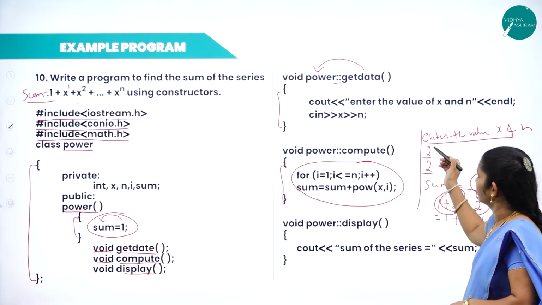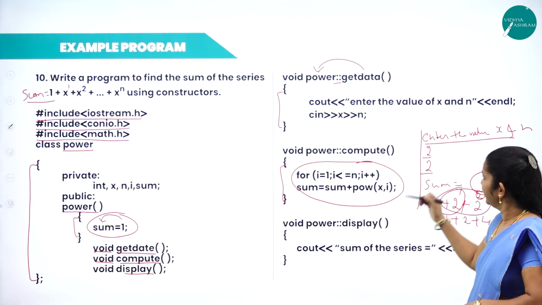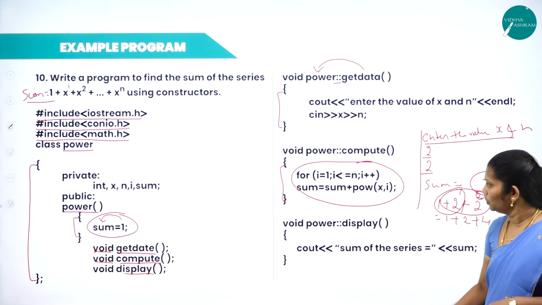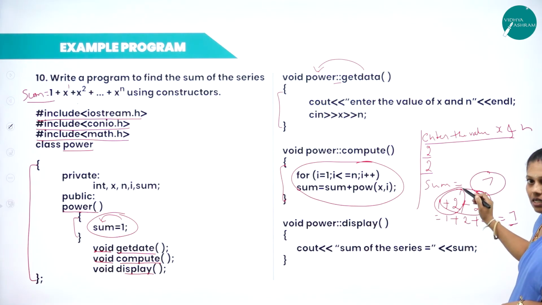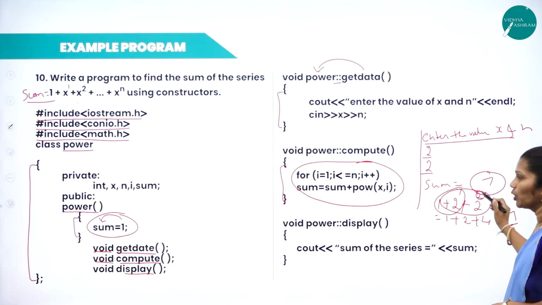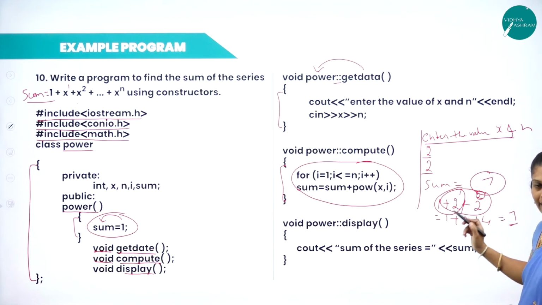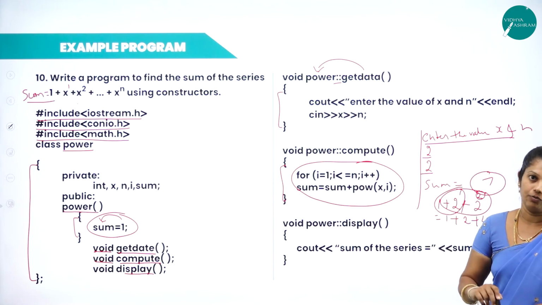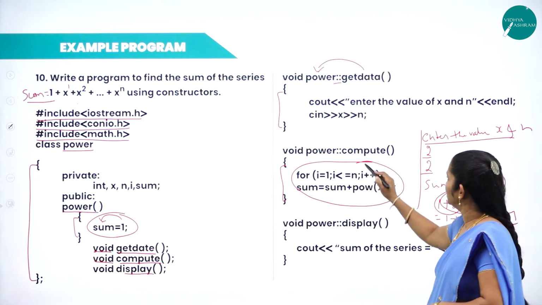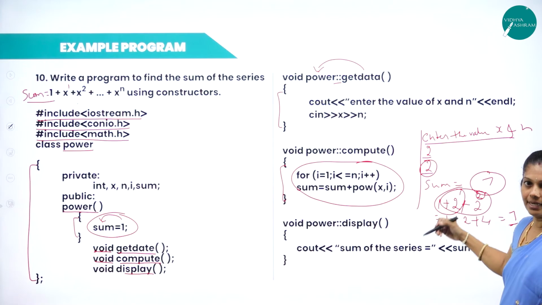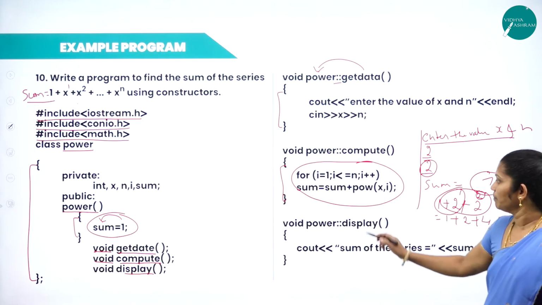Here, for x I have given 2, and for n also I have given 2. Then the calculation is 1 plus 2 to the power of 1 plus 2 to the power of 2. If I give n as 3, then one more term it will take, that is 2 to the power of 3 also. It means that for whichever value of n I give, the process will take place till that.